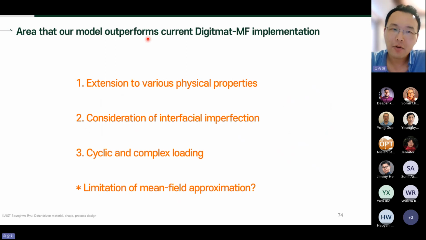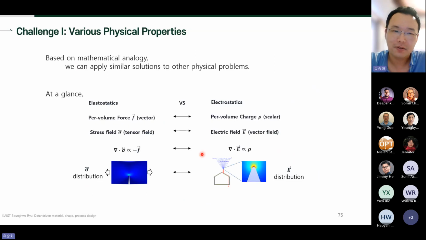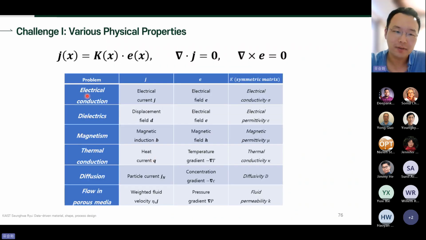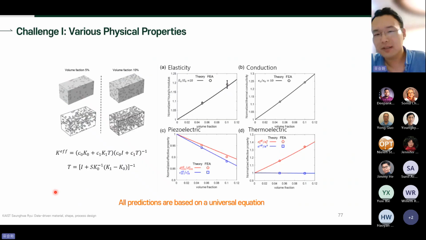So where our model outperforms the current DigiMat software is in the following extensions: various physical properties, interfacial imperfection, and complex loadings. In terms of various physical properties, electrostatics and mechanics are mathematically analogous. We can extend it to a variety of physics, and we can predict various physical properties using a more universal equation. That's what we can do.